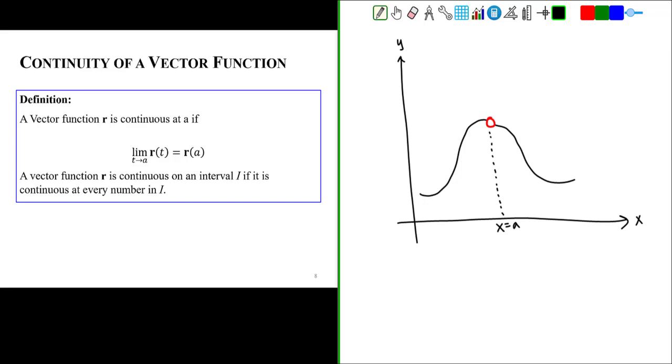Well, when we look at this, let's look at the limit of our function as we approach x equals a. And we will just say that this is some value, I don't know, I'll just call this value L. So when we approach x equals a from the left, notice that we are approaching the value L. So the limit as x goes to a from the left of f of x, we approach a certain value L.